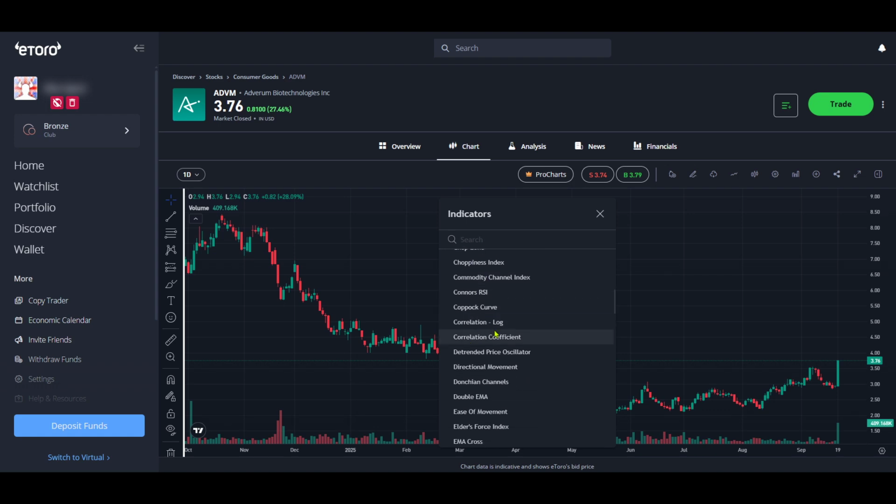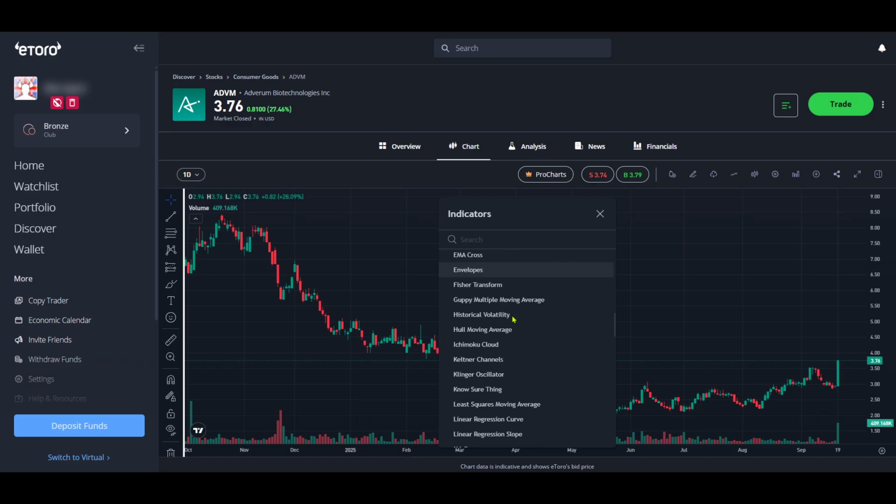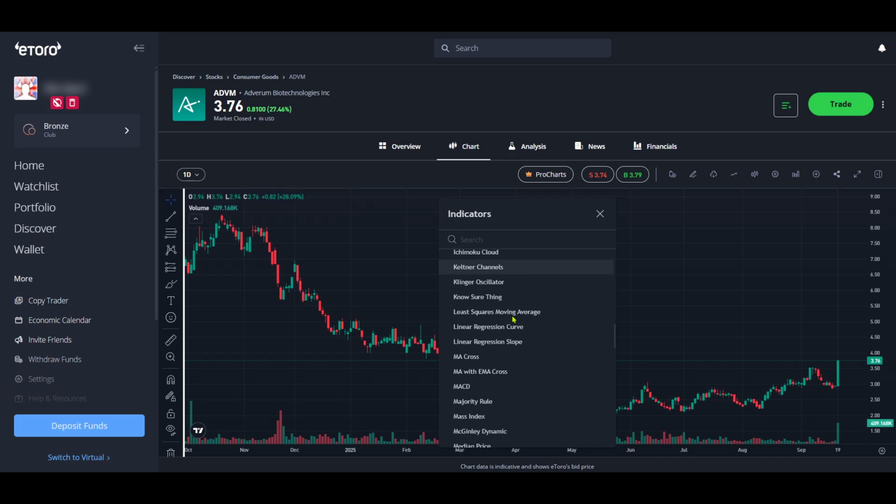trading strategy. And there you have it, a straightforward guide to accessing charts and indicators on eToro's platform. With these steps, you are well equipped to start analyzing and interpreting market data effectively.